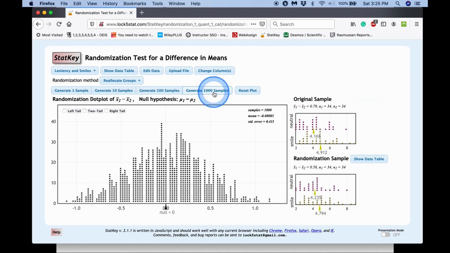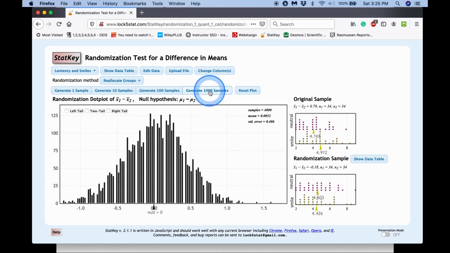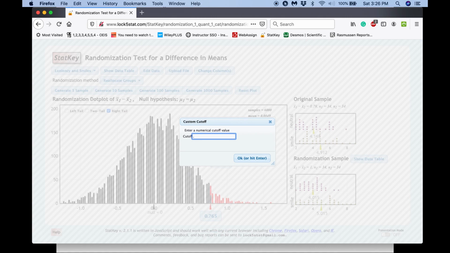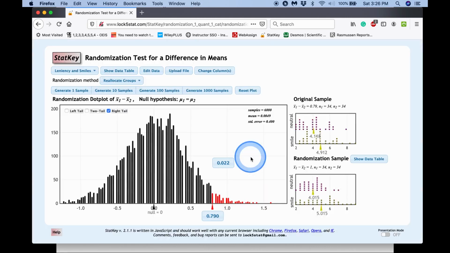So we're going to generate several thousand samples here in our randomization dot plot. And what we want to do is do a right-tailed test, and we want to get the p-value of this sample difference, the 0.79. So we're going to go down here, edit this, put in our observed difference, and we can see that that observed difference, that 0.79, under the null hypothesis, should only happen about 2.2% of the time. So what's the conclusion? If we're conducting our hypothesis test at the 10% significance level, right, this p-value is considered small.